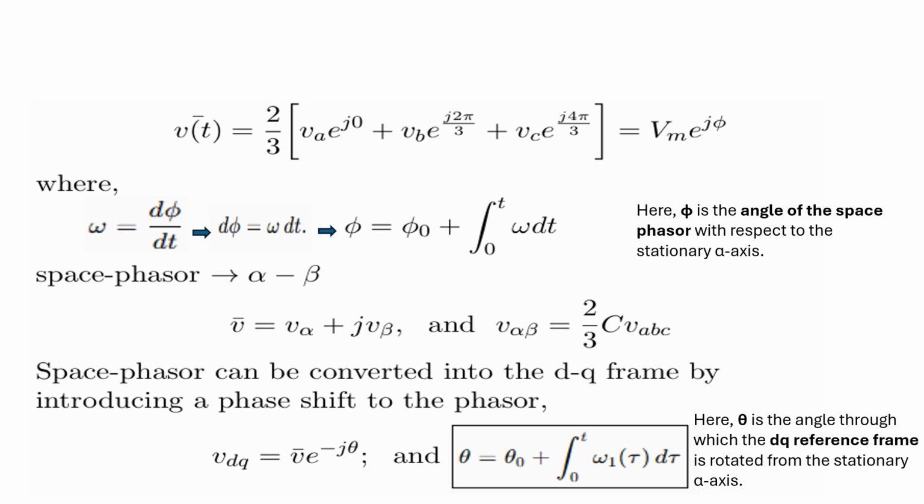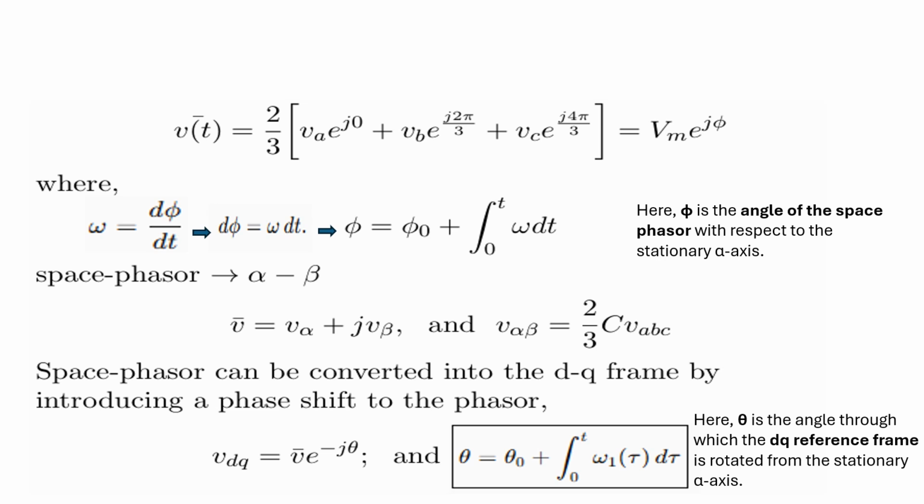omega is written as d phi by dt. If you multiply this, d phi equals omega dt. If you want phi, just integrate this over time, where this is phi naught. Here phi is the angle of the space phasor with respect to the stationary alpha axis. As we have seen in the earlier slide, the angle between that Vs and the alpha axis is phi. So that is the space phasor angle.